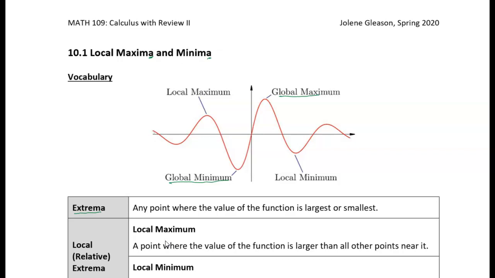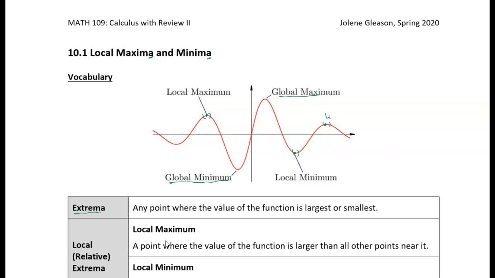So let's start with the local maximum. A local maximum is just a point on the function that's larger than any of the points around it, nearby. So we're just comparing it to its neighbors. For example, this is a local maximum. Down here, a local minimum is the same sort of thing, only now we're looking for the point on the function where it's smaller than any other points near it. That's a local maximum. That's a local minimum.